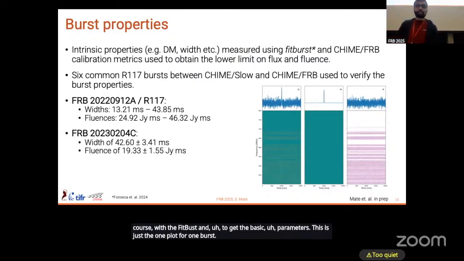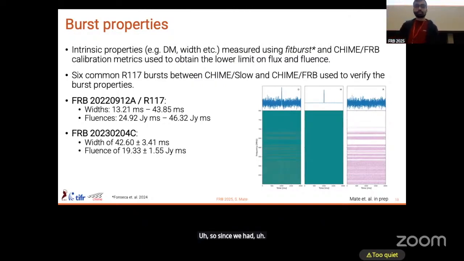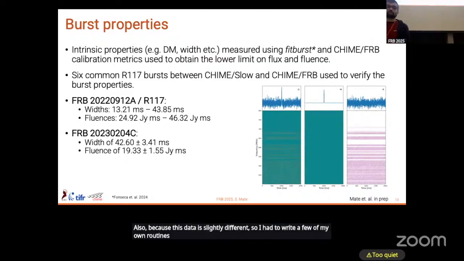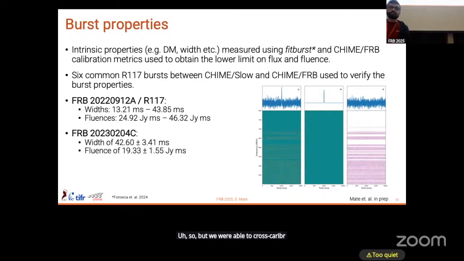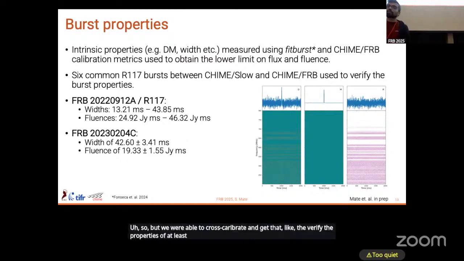Since we had 6 common bursts between CHIME slow and CHIME FRB, we were able to cross-calibrate. Because this data is slightly different, I had to write a few of my own routines to get the fluxes, fluences, and fitburst working properly. But we were able to verify that our analysis is, at the moment, working with the 6 bursts.